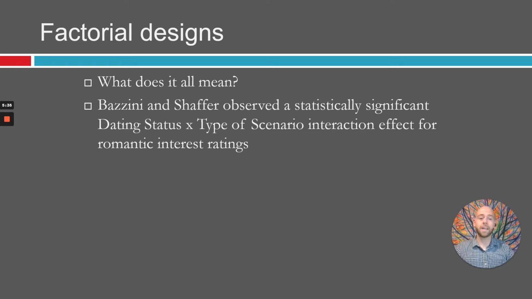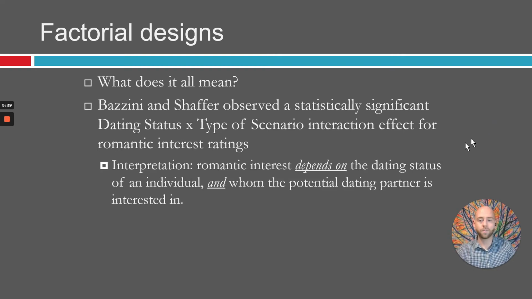Bazzini and Schaefer had a statistically significant dating status by type of scenario interaction effect. And their interpretation then is going to be that your romantic interest not only depends on dating status of an individual, but it depends on dating status of an individual and who the potential dating partner is interested in. So it's not just that one matters, and it's not that potential dating partner interest doesn't matter at all. It's that it matters depending on the dating status of the other person.